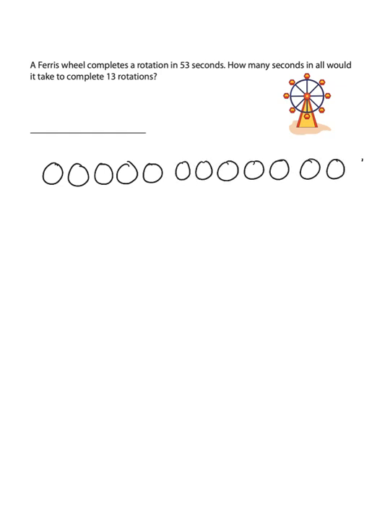So in this problem, the first thing that comes to mind is that I could add. But if I'm going to add 53 seconds 13 times, that's a lot of times to add up the number 53. So instead of adding the number 53 13 times to get the total number of seconds that it would take to complete 13 rotations, I'm going to multiply. Multiplication and repeated addition are the same. So I'm going to multiply 53 times 13.